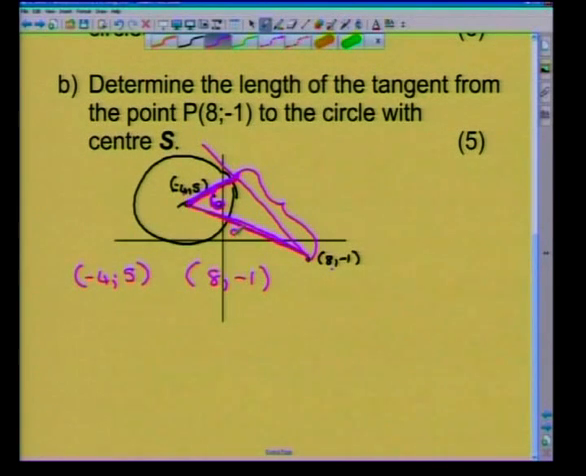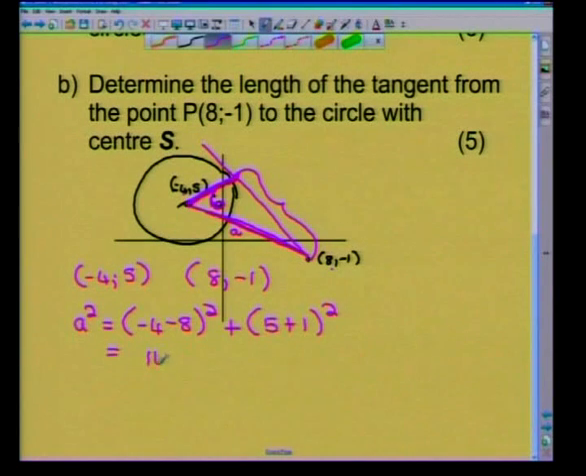Let's call this distance A. So A squared would equal -4 minus 8 all squared, added to 5 plus 1 all squared, which would make that -12 squared, which is 144, and this is 6 squared, which is 36. And if we add that, I think we get 180. So this is the root of 180. We know that that's 6. So now we have to find this guy.